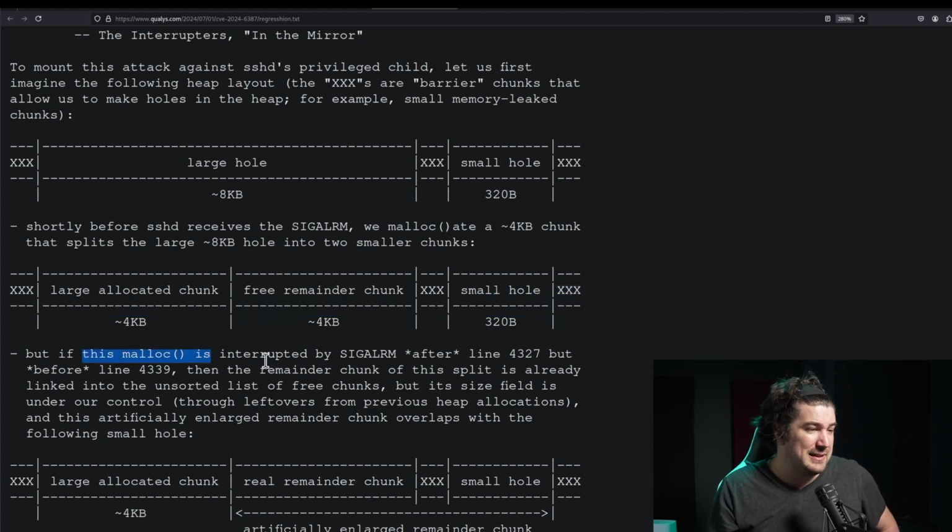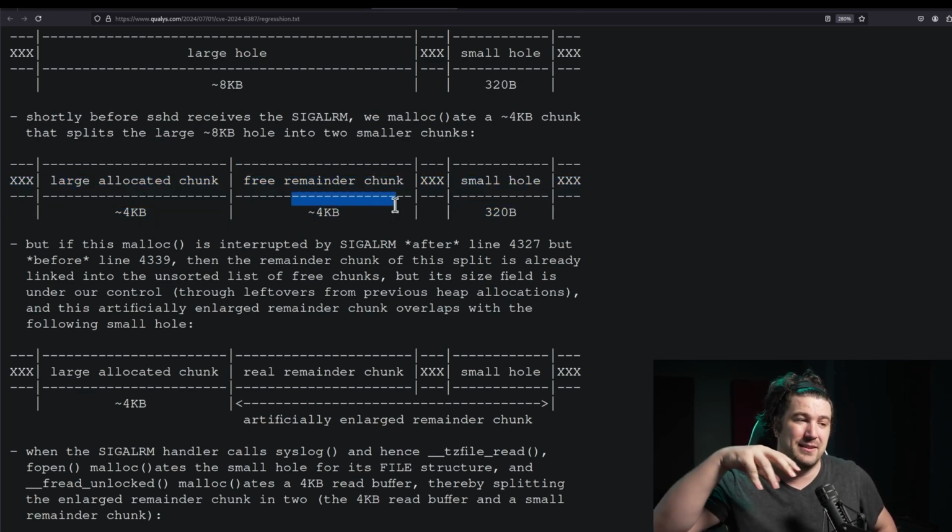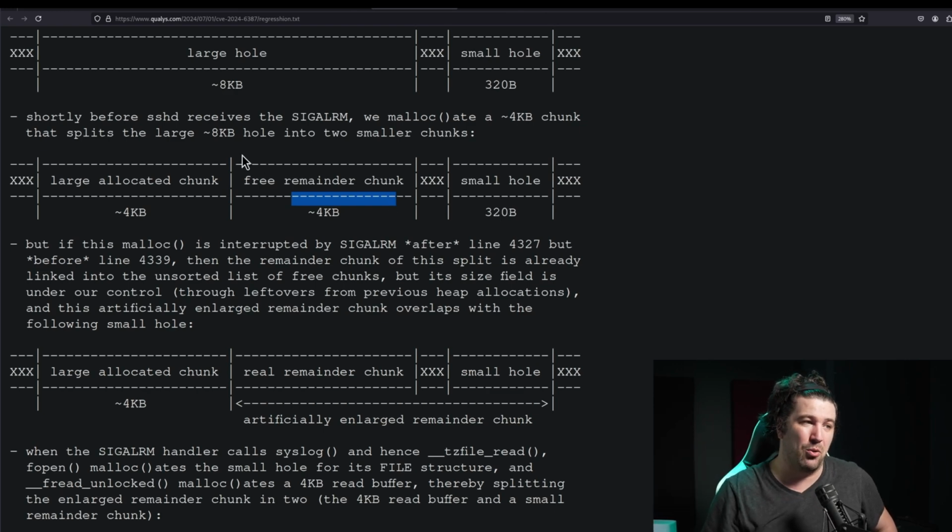But if this malloc is interrupted by a SIG alarm after this line, but before this line, then the remainder chunk of this split is already linked into the unsorted list of free chunks, but its size field is under our control. Through leftovers from previous heap allocations, this artificially enlarged remainder chunk overlaps with the following small hole, this 320 bytes. So basically, when they do this malloc and they interrupt it, they get the ability to write how large the chunk is, which then they expand here.